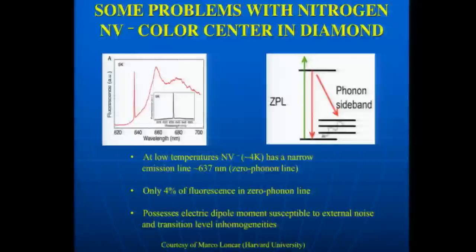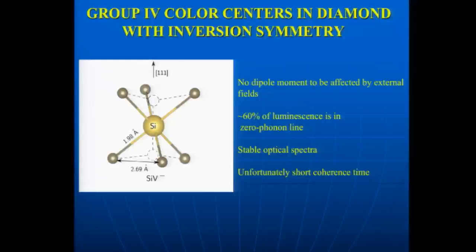It has a very strong zero phonon line at about 637 nanometers, and you can see that at low temperature. Unfortunately, in that zero phonon line, the amount of fluorescence that's seen is quite low. It's only about 4%. The other problem with the NV center in diamond is it has an electric dipole moment, and that's going to allow it to couple with external electric fields and magnetic fields. That's going to cause decoherence with the signal from the NV center, and it also causes havoc with the optical spectra.